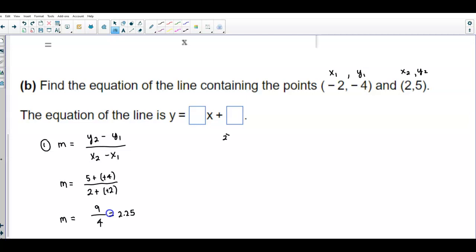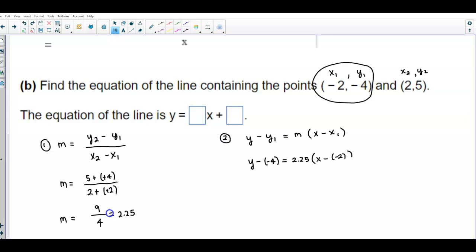Okay, now the second part is we want to use our point slope form. Well, that is y minus y1, which is equal to our slope m times x minus x1. So we're going to be using this point and our slope. So we're going to take y and then subtract y1, which is negative 4. And that's going to equal our slope, which we found to be 2.25. And then we're going to multiply that by x minus x1, which is negative 2.